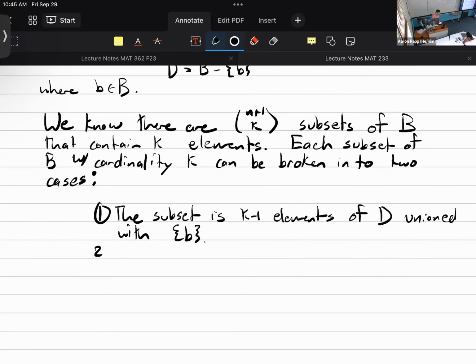But what's the second case? Well, first case is that little b is in the subset. And little b isn't. If little b isn't in that subset, then everything came from what set? D, yes.